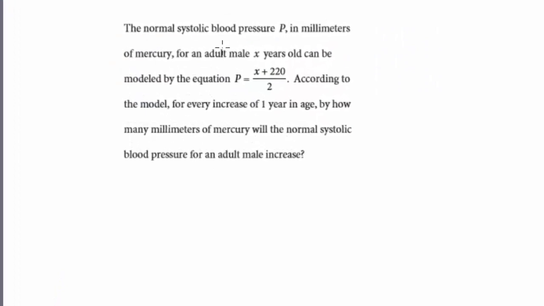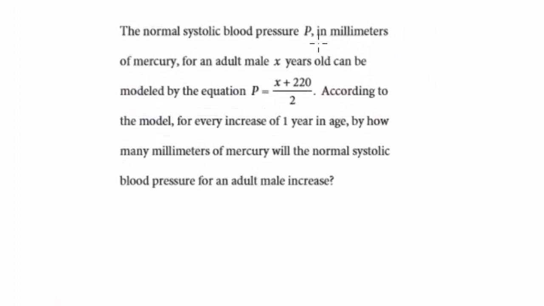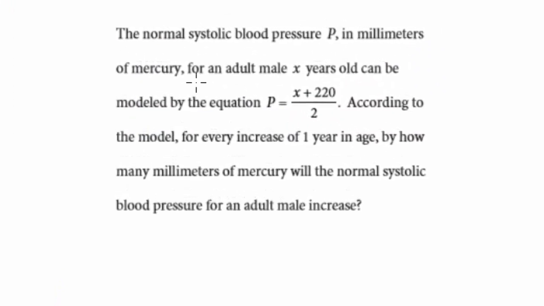The normal systolic blood pressure, P, in millimeters of mercury for an adult male X years old can be modeled by the equation P equals (X plus 220) over 2. Okay, so clearly we got a nice equation, and it might be useful also to say that P represents normal systolic blood pressure, and X is how many years old, right?